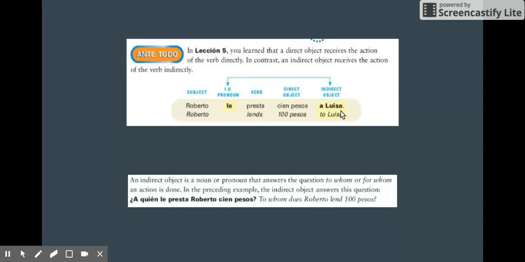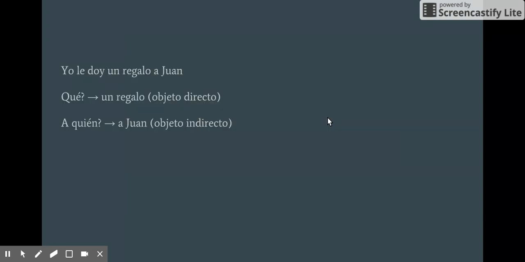As for an indirect object pronoun, the question that it answers is to whom. So in this sentence, Robert lends 100 pesos to Luisa. So we ask the question, to whom does Robert lend 100 pesos? To Luisa. So in this sentence, Luisa would be the indirect object of the sentence.